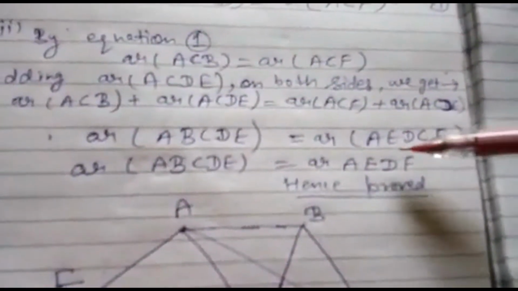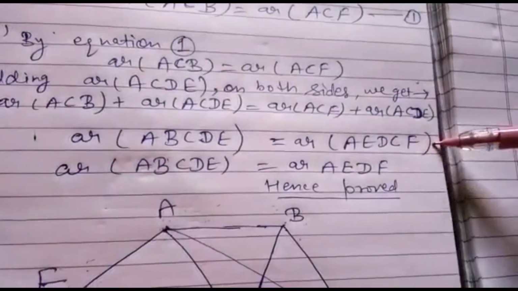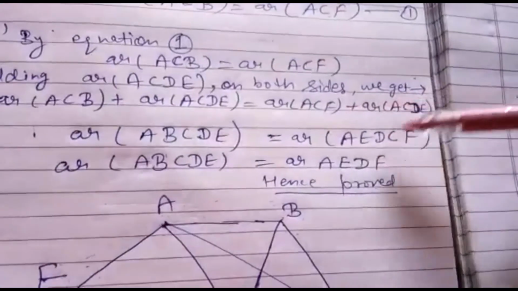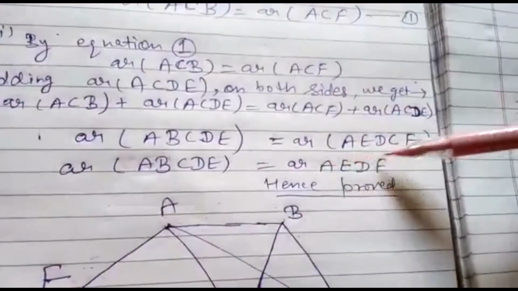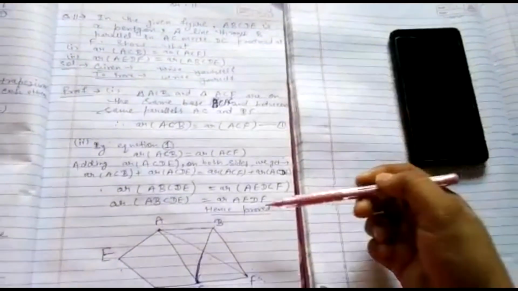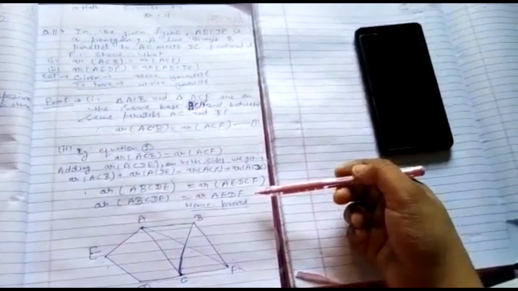Firstly it is written area AEDCF, after that area AEDF. You can also write area AEDF directly. So this is question number 11, exercise 9.3.